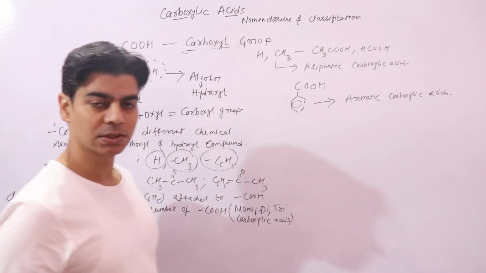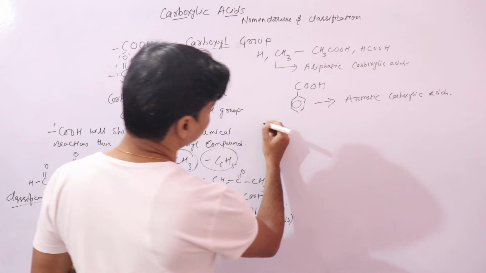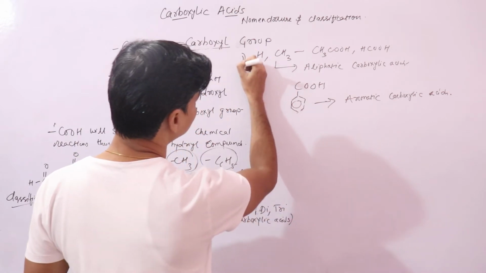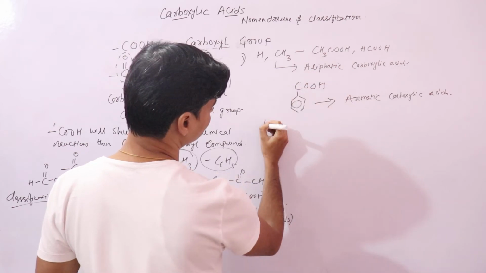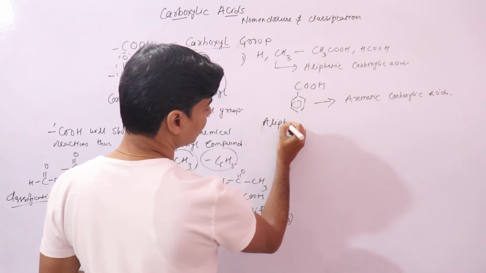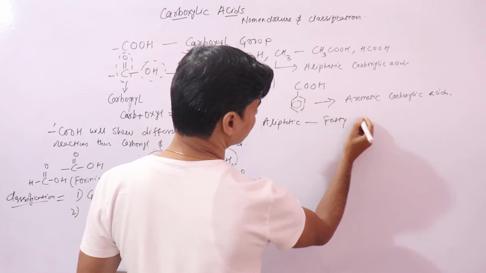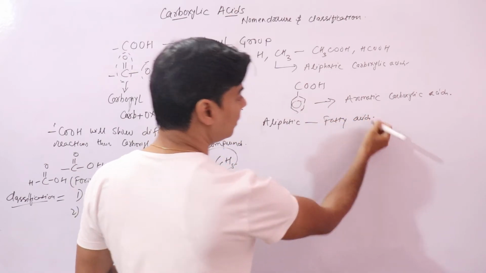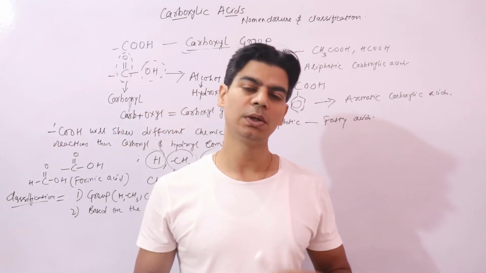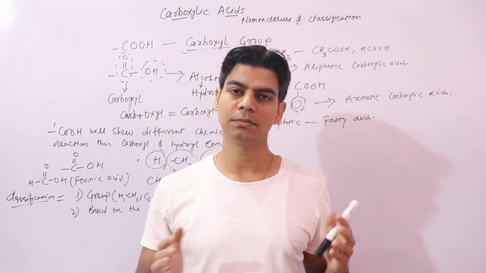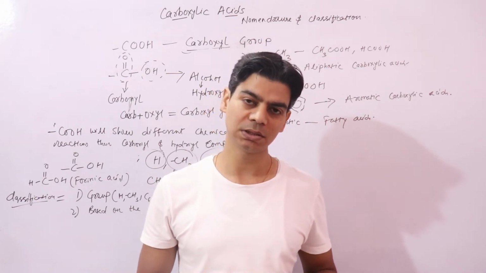Now, the second classification is based on the number of carboxylic acid groups, right? That was the first. One more thing that you need to look at: these aliphatic acids are also called fatty acids, right? You will hear people calling aliphatic carboxylic acids fatty acids. Why do we call these fatty acids?